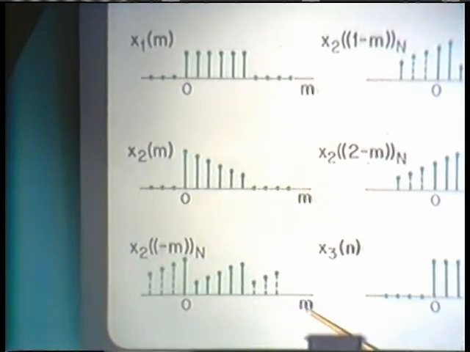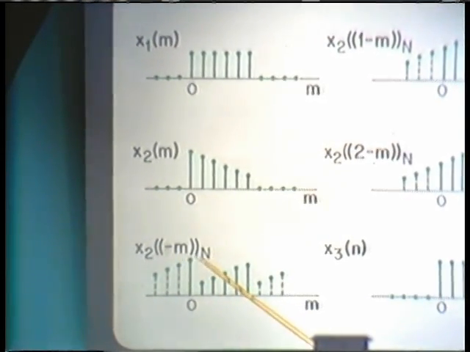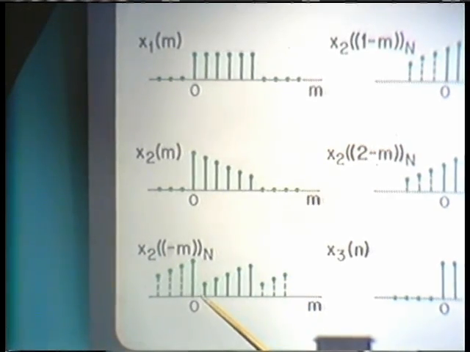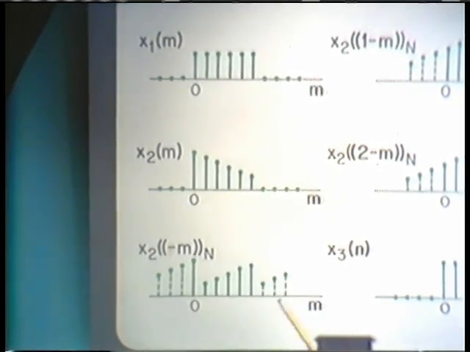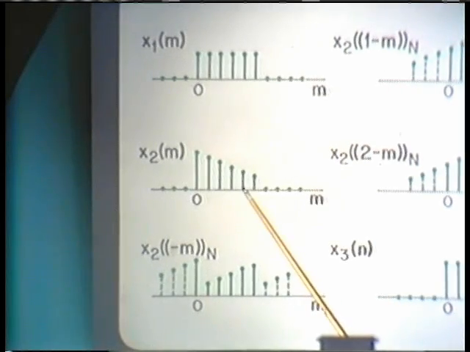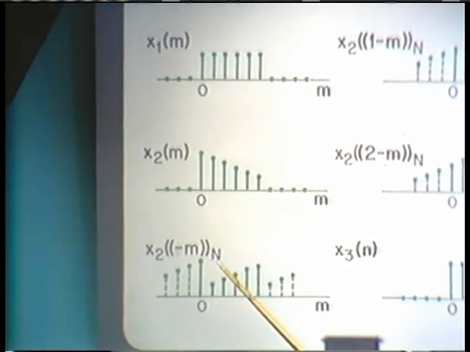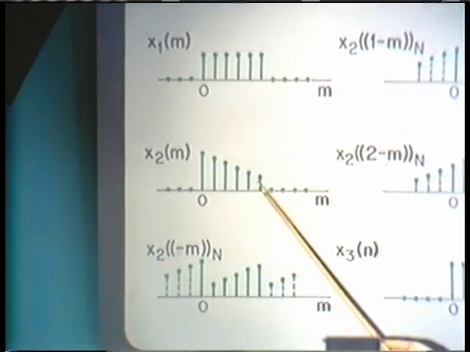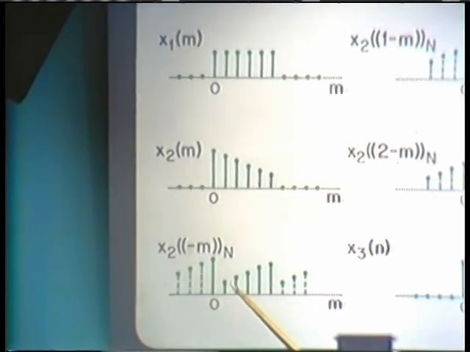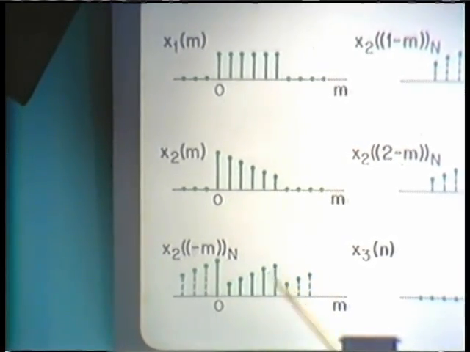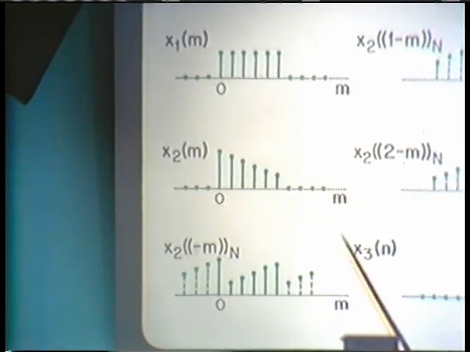So first of all, here we have x2 of minus m taken modulo capital N. What that corresponds to is flipping x2 of m over and then repeating it periodically. The periodic replicas I've designated with dashed lines so that we focus completely on the interval 0 to capital N minus 1. Notice that we could have thought of flipping this modulo capital N by first flipping it and then taking the values over here and simply replacing them on the right-hand side. When we flip this sequence, the value at 0 stays where it is, and the rest of the values end up again in the range 0 to capital N minus 1, but flipped over.